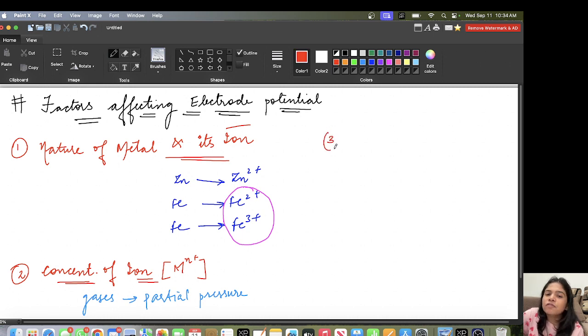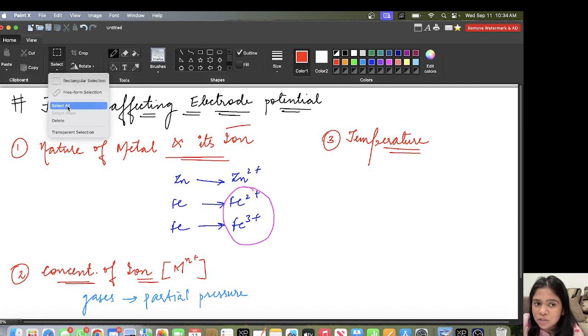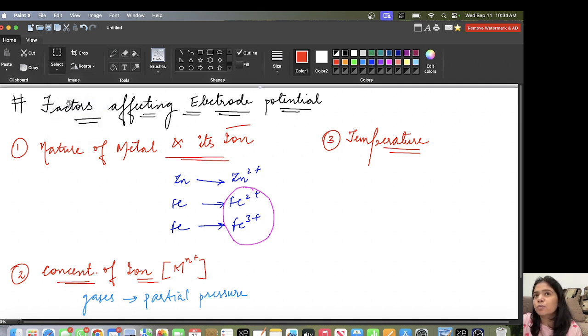The third factor on which your electrode potential differs is your temperature. Based on what temperature value it has, the electrode potential might differ. So till now we have studied the definition of electrode potential. What is an electrode potential? It is just the charge separation between your metal and your ions. That is your electrode potential.